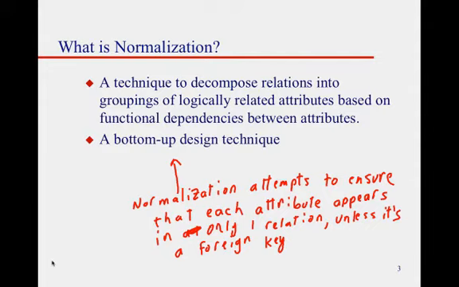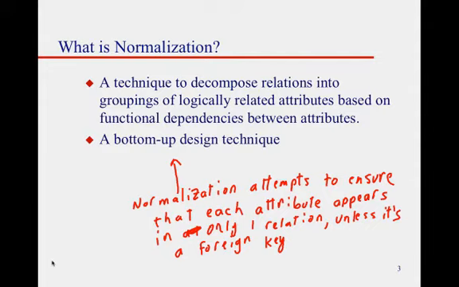So it's trying to group attributes together based on what are called functional dependencies. That's a big thing with normalization: you're trying to determine which attributes are related to each other. Functional dependencies are relationships between attributes, and that's how normalization is able to determine that attributes are logically related. And then, like the slide says, it's a bottom-up design technique, whereas entity relationship modeling is top-down.